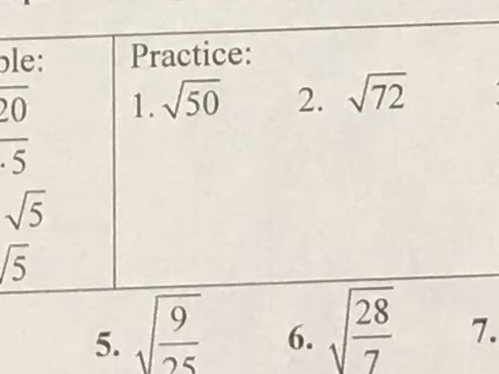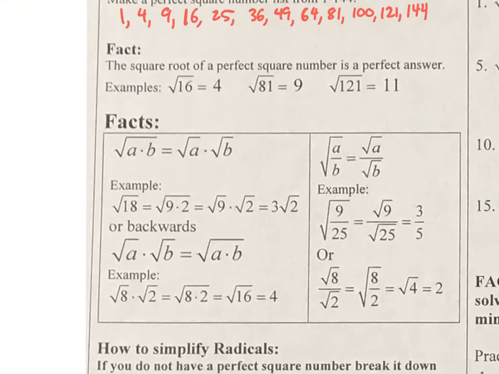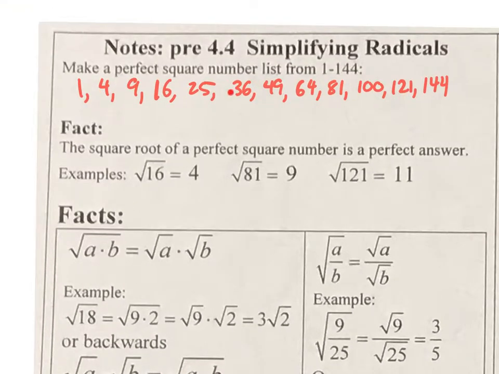So let's say the square root of 50. That's not a perfect square number, right? So let's rewrite it with multiplication. Would you rewrite it as 5 times 10? No, why not? Because 5 is not on this list, and 10 is not on this list. So I want to break down 50 into one of these numbers. Could I do it with 4? No. 9? No. 16? No. 25? Yes. So that's why this list is great to have.